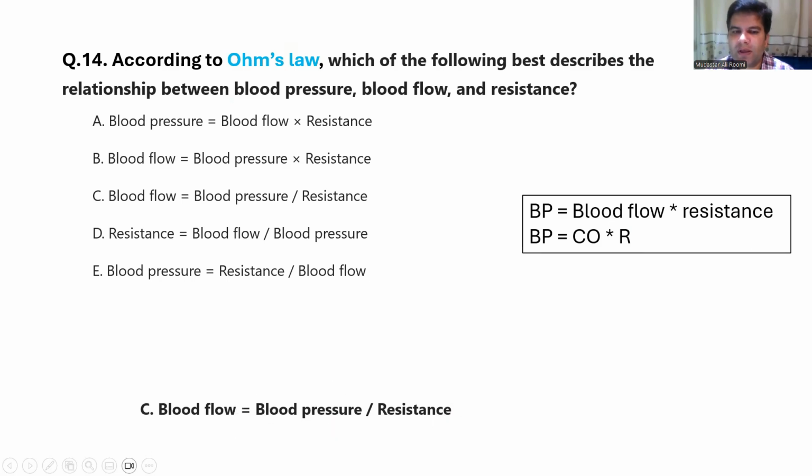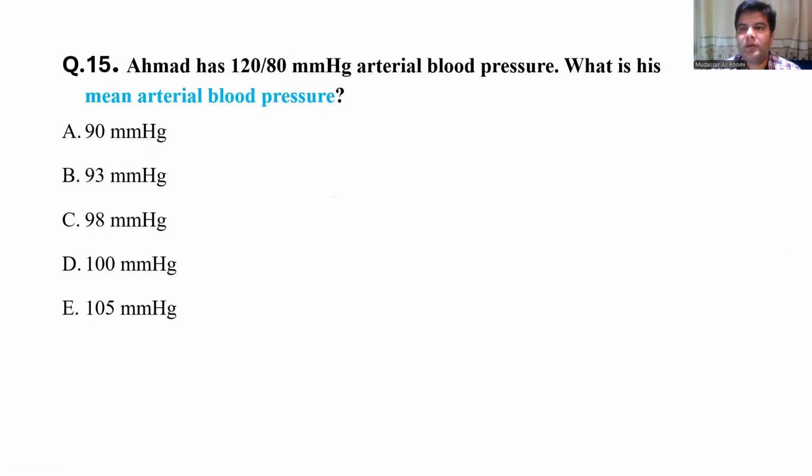Blood pressure will remain here, and the resistance from the denominator, when it goes to the other side, becomes a multiplication factor. So blood pressure is equal to blood flow into resistance, or you can write it as blood pressure is equal to cardiac output into resistance. Please mind that this is one of the most important formulae in physiology, which every student must learn. Blood pressure is equal to cardiac output into resistance. This is according to Ohm's law.